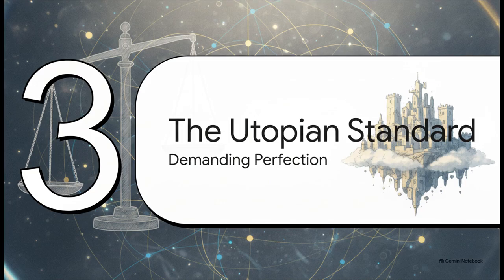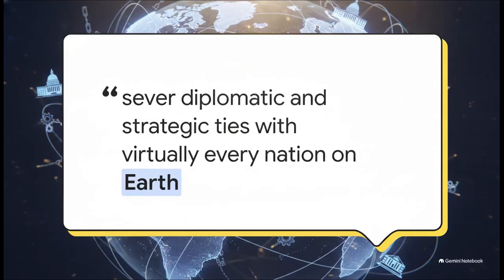This brings us to step 3, the Utopian Standard, where we look at inverting the risk and demanding perfection. The text makes a super interesting observation here.